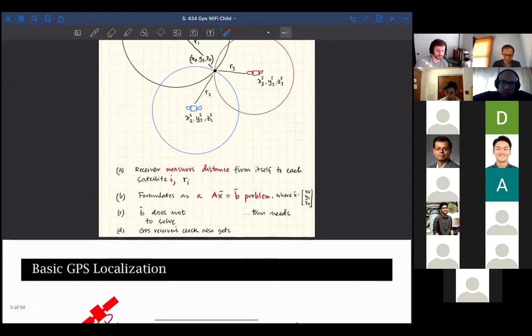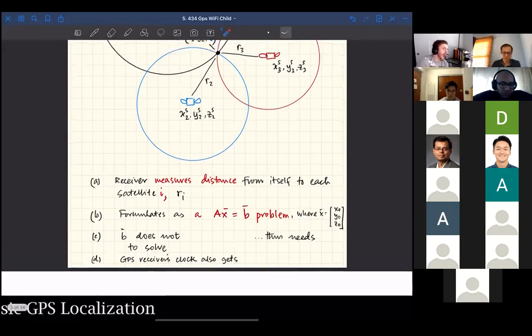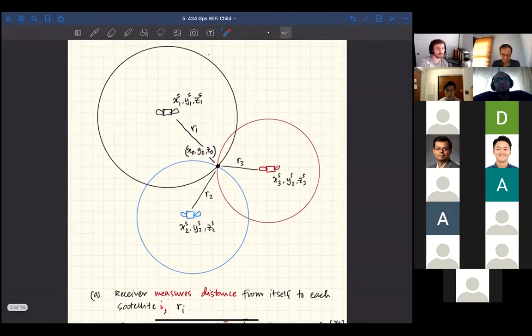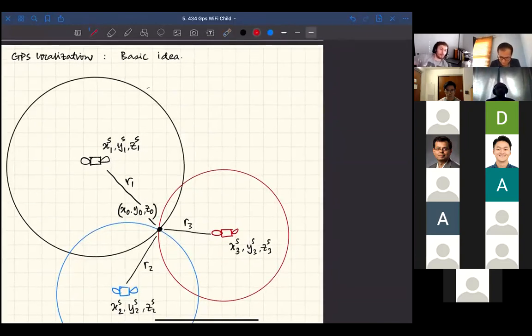Wait, Professor? Yes. So are the blue and the red satellites in orbit and the black one like us on Earth? No. What do you mean? Like, are we trying to compute location right now, or what is this situation trying to accomplish? Oh, okay. Sorry, maybe I confused you there itself. Let's say this is Earth. This is your mobile phone on Earth. This is one satellite. This is another satellite. This is another satellite.